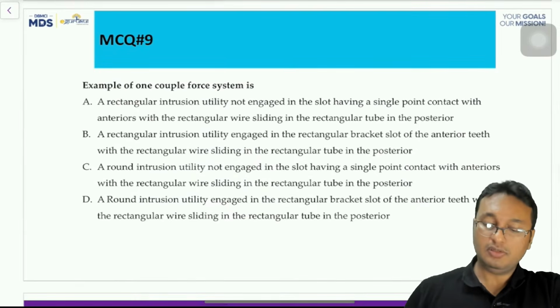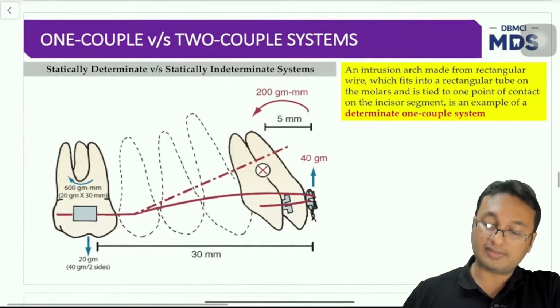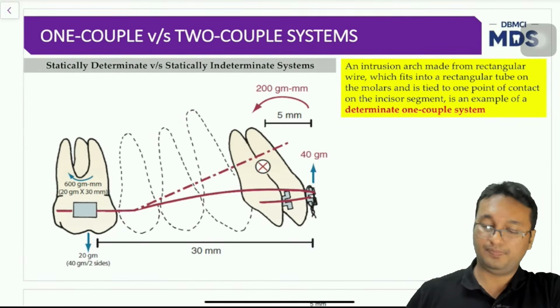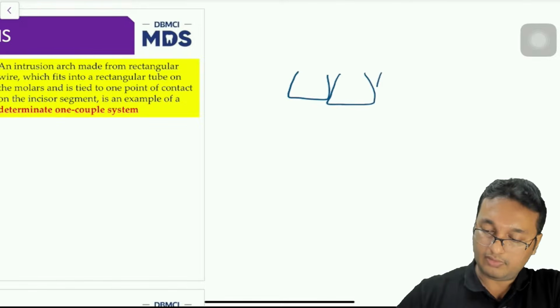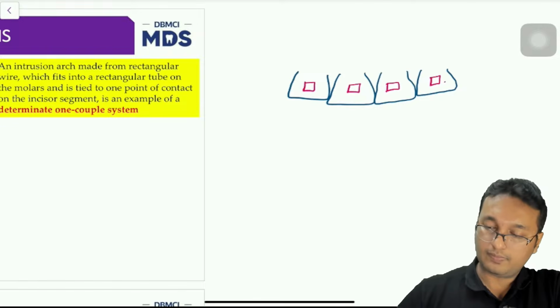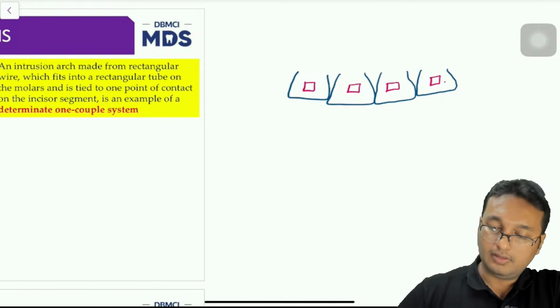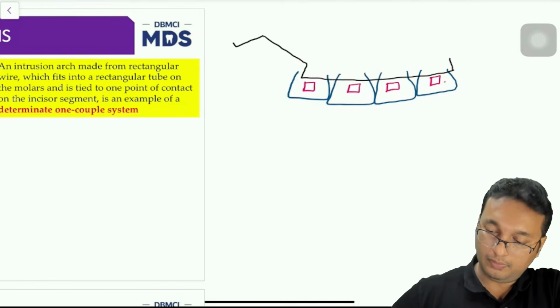Again, a conceptual question. Example of one couple system is, all right, let's first understand what is a one couple versus two couple system. Let me draw a diagram for you. This is lateral, central, central, and lateral. We have the brackets bonded here, right? And we have a utility arch coming from the molar tube on both sides.